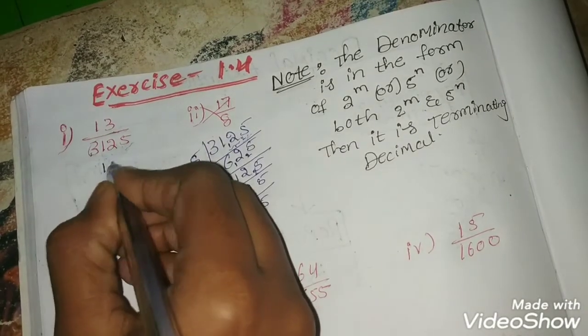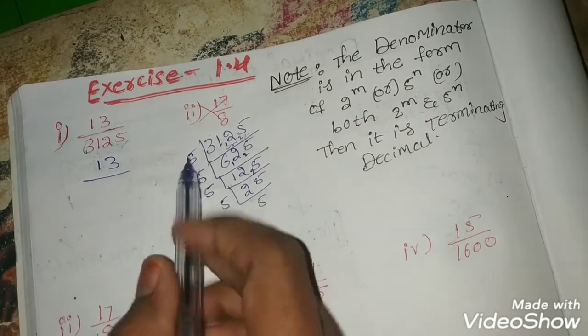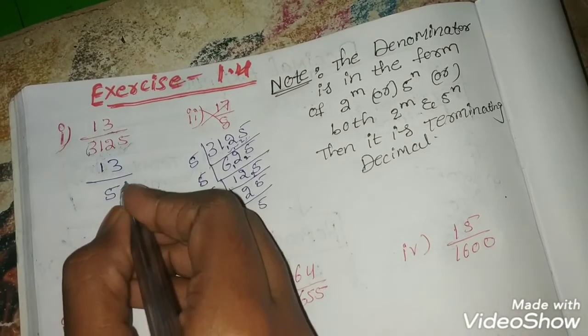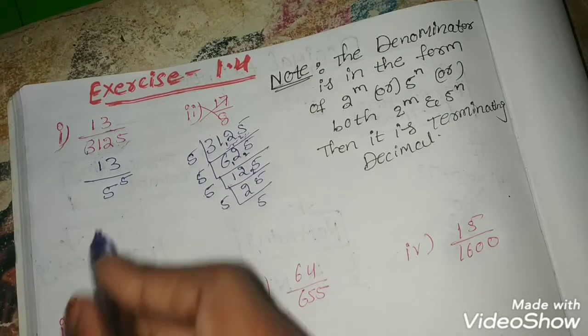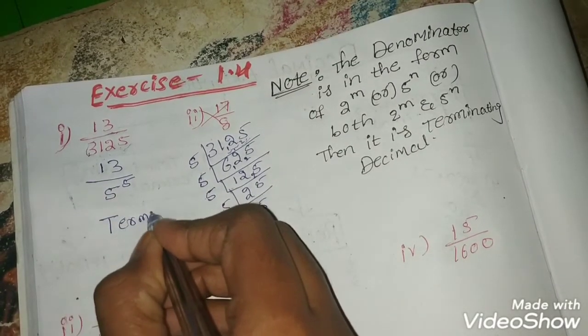Nothing, just write down here. 13 divided by, how many 5s are there? 1, 2, 3, 4, 5. The base is 5 and the power is also 5. See here, I am saying the first question is a terminating decimal.